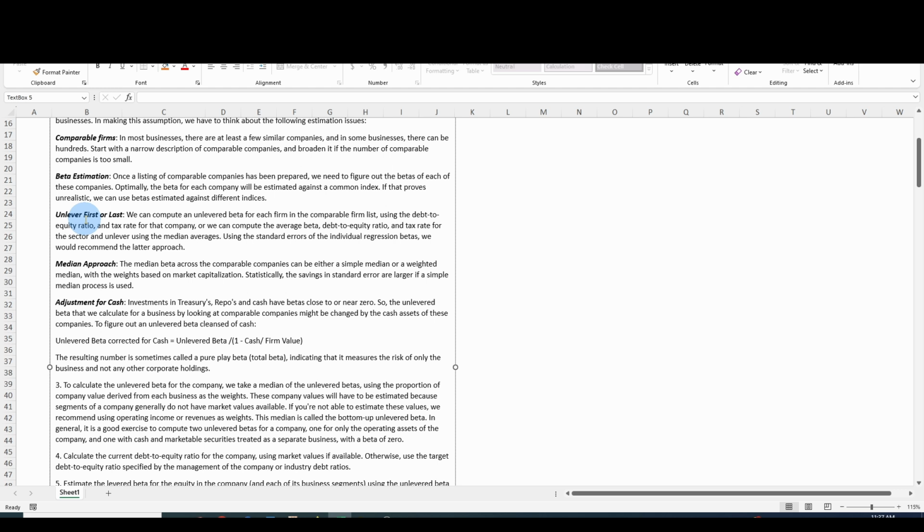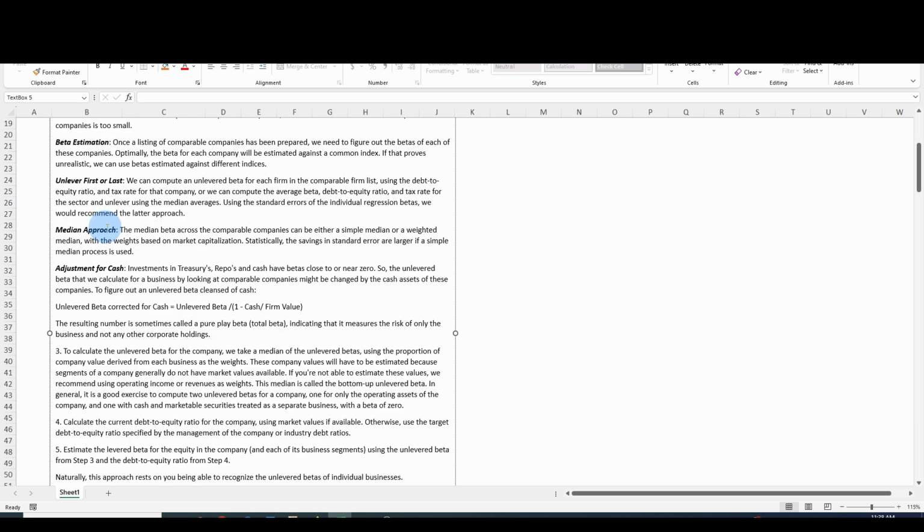Unlever first or last. We can compute an unlevered beta for each firm in the comparable firm list using the debt to equity ratio and tax rate for that company. Or we can compute the average beta, debt to equity ratio, and tax rate for the sector and unlever using the median averages. Using the standard error of the individual regression betas, we would recommend the latter approach. In other words, we're just going to use regression beta.